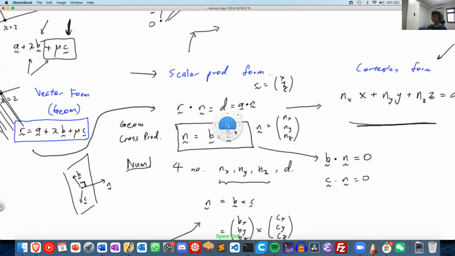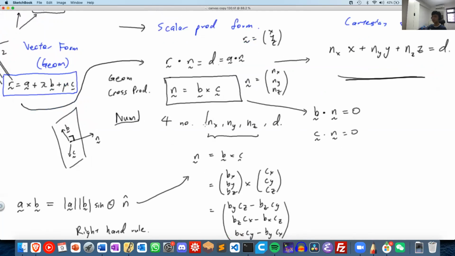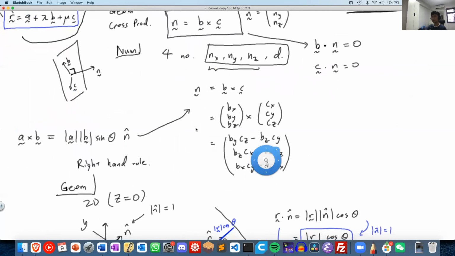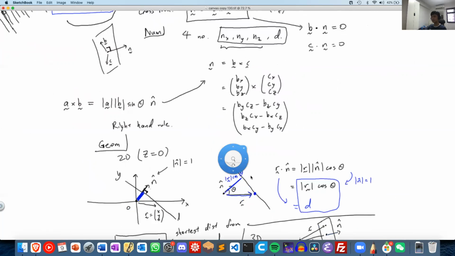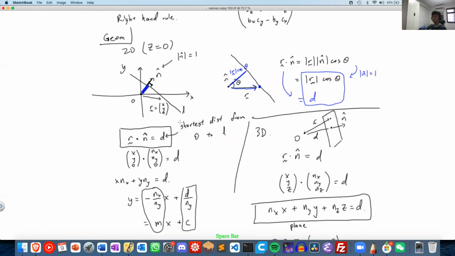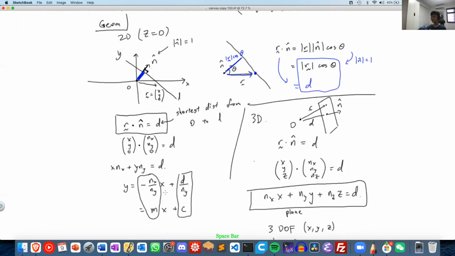So this d is a constant. By providing these four numbers and writing the scalar product form r dot n equals d, we actually define a plane. Now that was not immediately obvious, so we stepped back into two dimensions, and we drew an analogous way of defining a line using the dot product. And we saw that it matched our familiar idea of what a line is, which is y equals mx plus c.